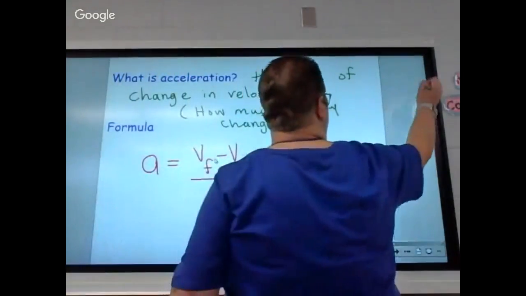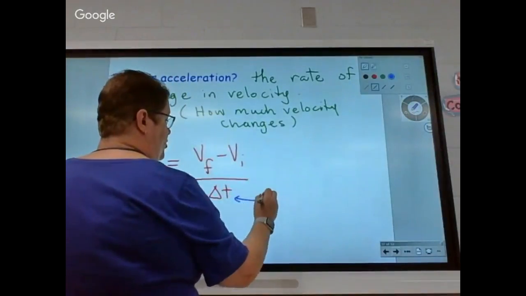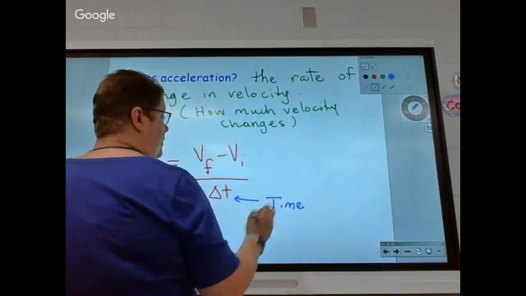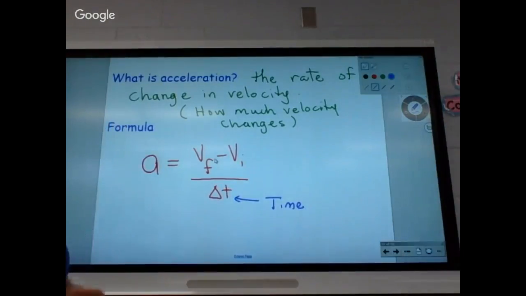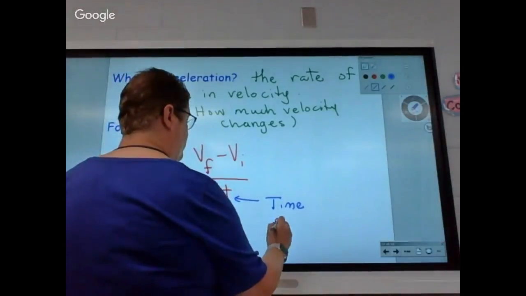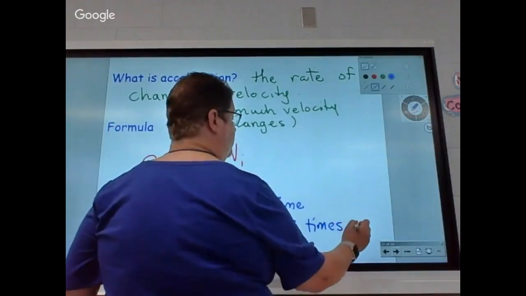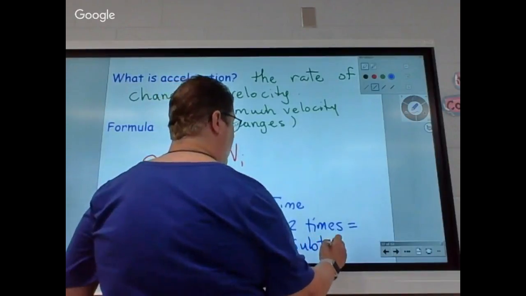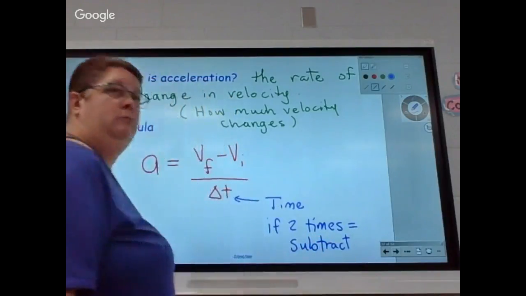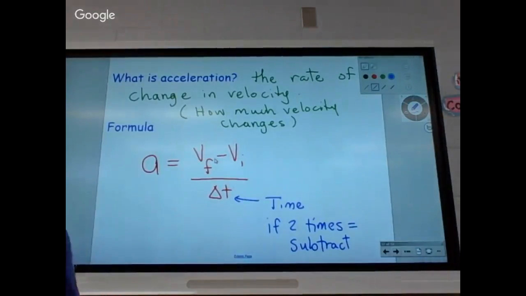Now, this is just time. The triangle again means what? Change in. Okay? If 2 times, you do what? Subtract. If there's only 1, you do what? If there's only 1, you just plug it in. Now, it's that VF and VI that looks a little weird.